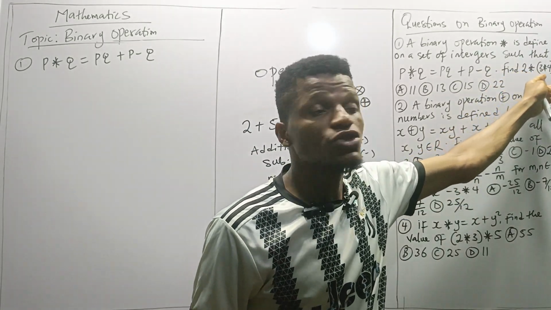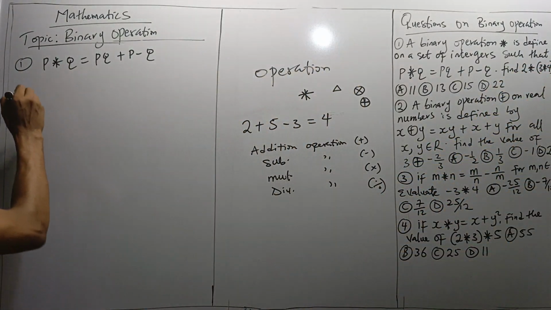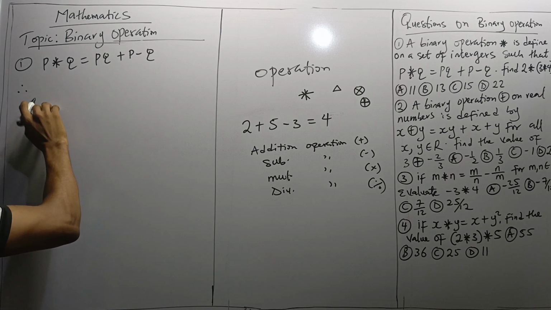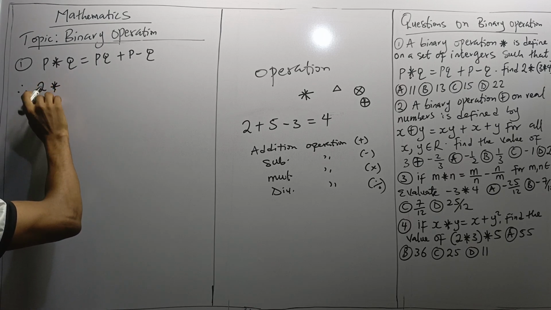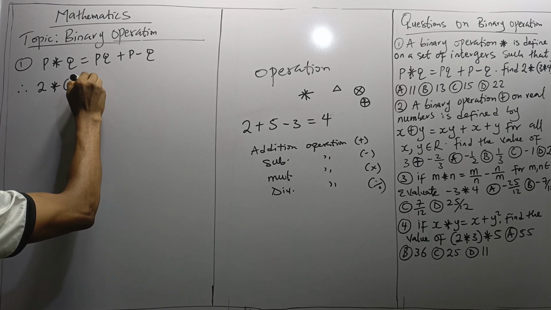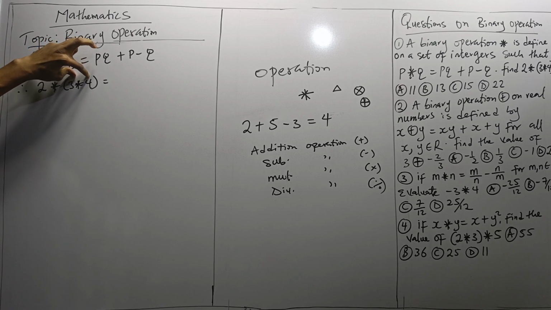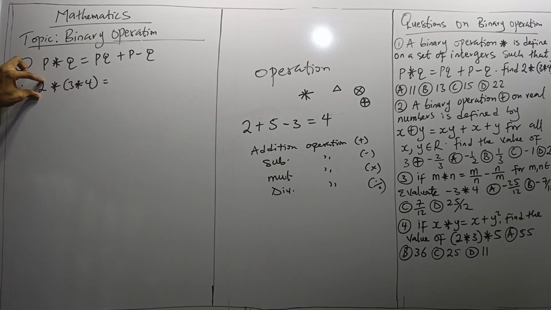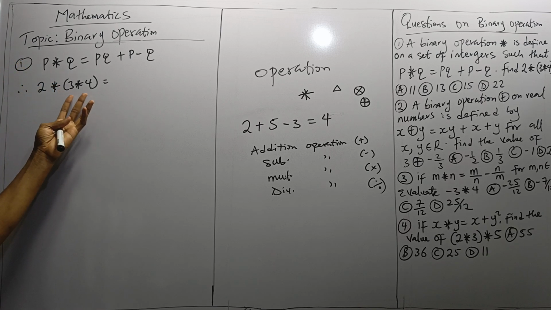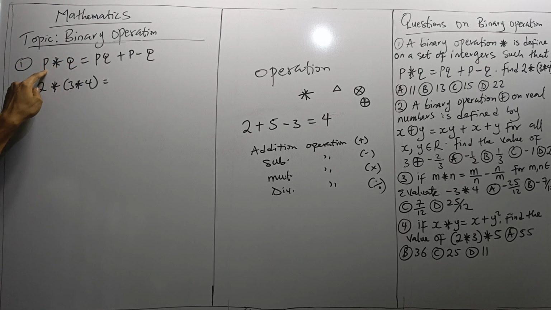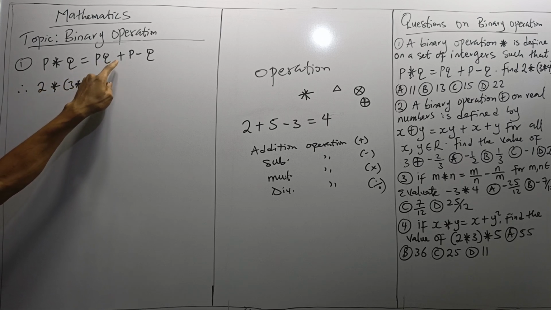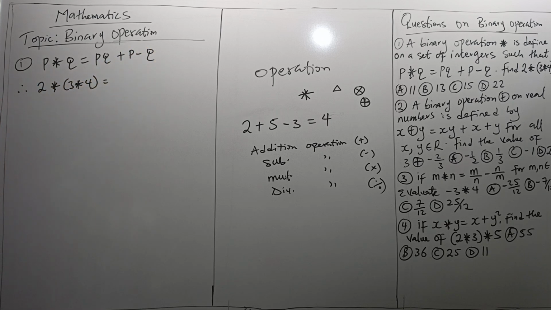So this is the one they ask us to evaluate or to find. Therefore, 2 operation 3 operation 4 will be equal to. This is telling you that first of all, you combine these two elements first before combining the result with 2. From the formula, whenever the operation is defined on two elements, it will be the product of the two plus the first element minus the second element. So in this context, our first element, which is P, is 3, and our second element, which is Q, is 4.